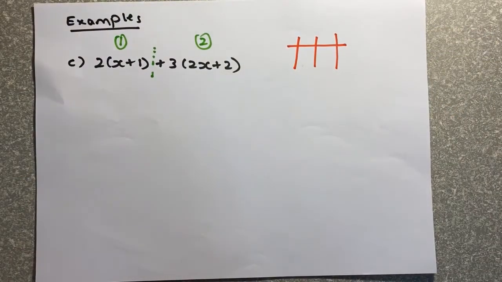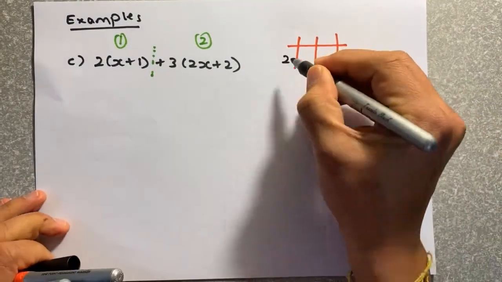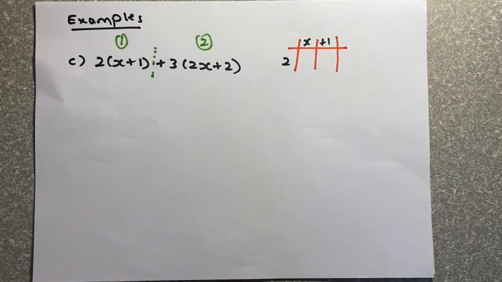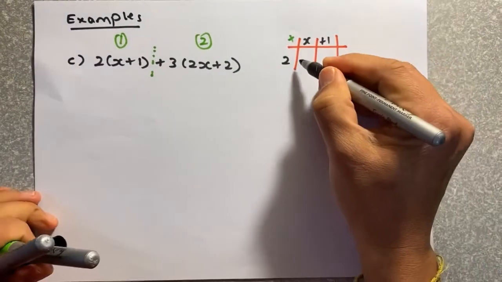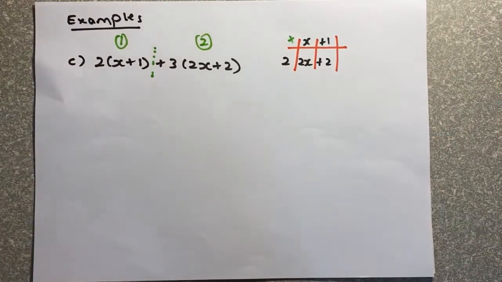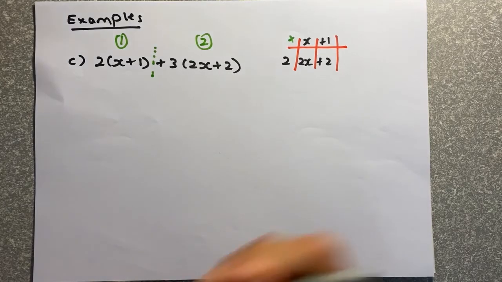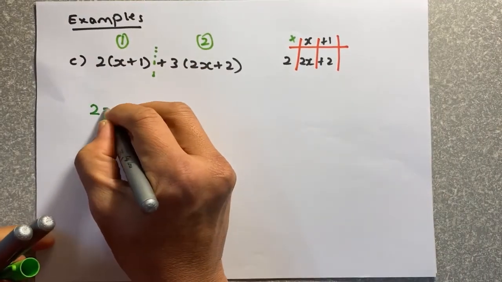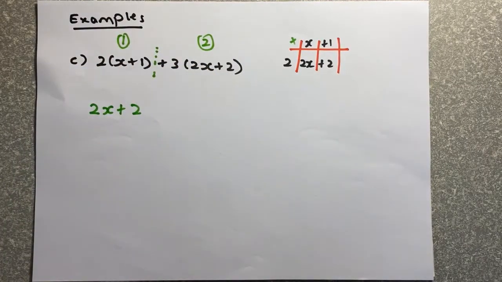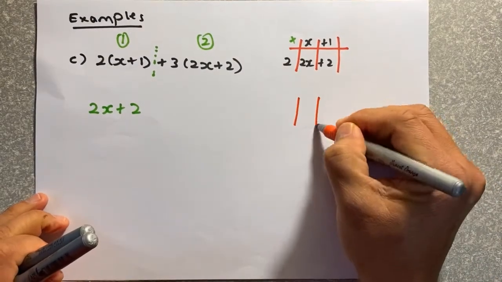The number that goes into it will be 2, and that will be x plus 1. By now it should be familiar. You're going to multiply them. So 2 multiplied by x will give you 2x. And then 2 multiplied by 1 is plus 2. So that portion, equation 1, is going to be 2x plus 2. That will be the result when you expand that expression. Now we do the second expression, which is another grid.